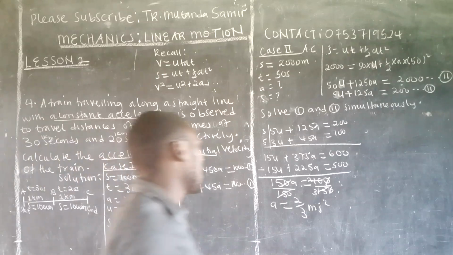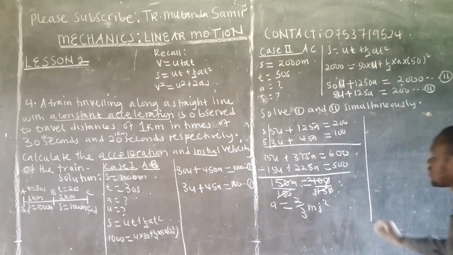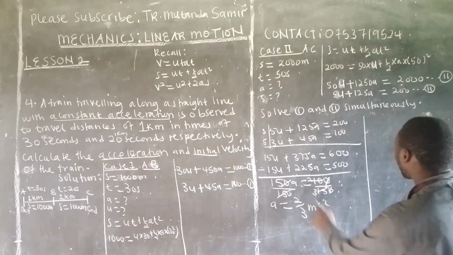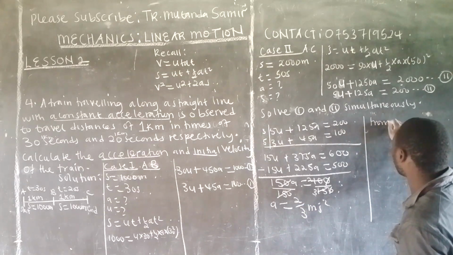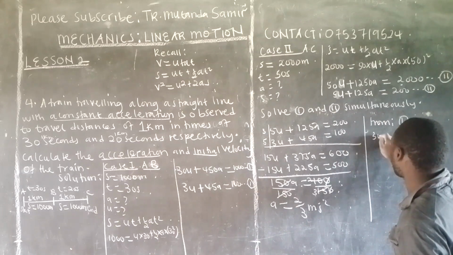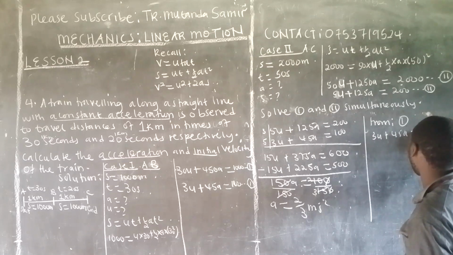Let's now proceed. They wanted the value of the acceleration, then the initial velocity. So we have the acceleration, then all you need is the initial velocity. So we have the A. You can now say from an equation of your choice, from equation 1. Equation 1, where are you? It is 3u plus 45a is equal to 100.